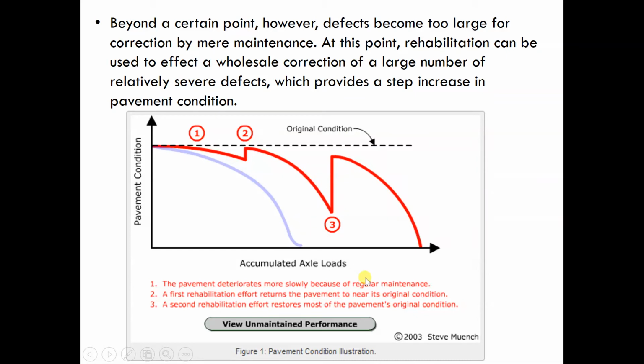So we look at this sketch here. The horizontal axis is the accumulated axle loads, the traffic loading, and the vertical axis is the pavement condition. This is when it's a new road, in good condition. So we have 1, 2, 3. One is the pavement deteriorates more slowly because of the regular maintenance, up to certain axle loads.